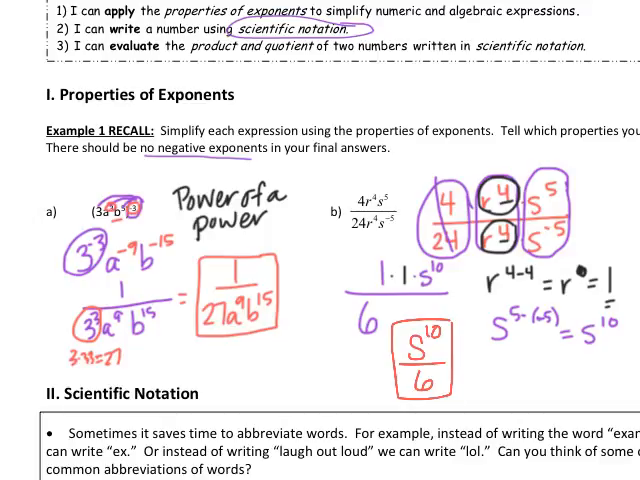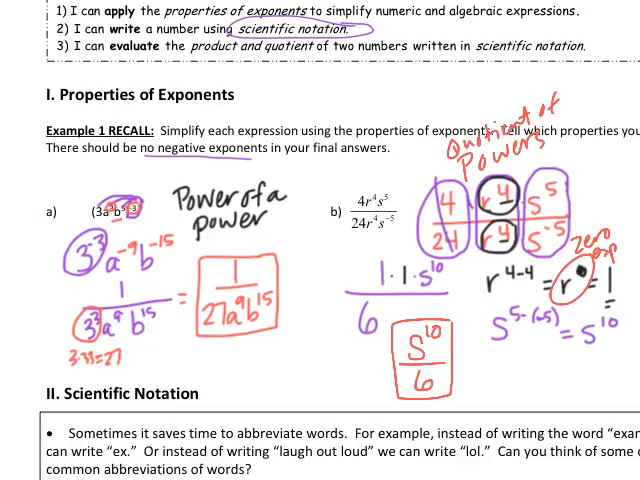Now, a couple things that we did. We used the quotient of powers. So quotient of powers, that's when we're subtracting the exponents. And then we use the 0 exponent here.